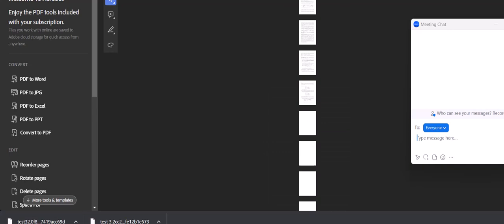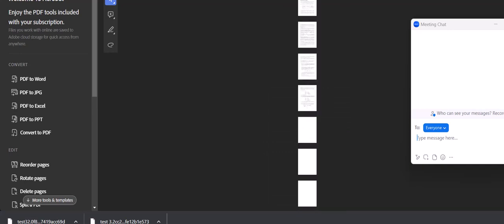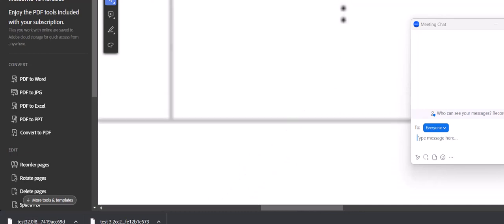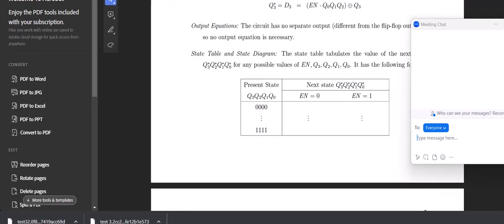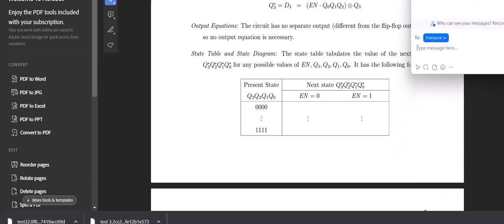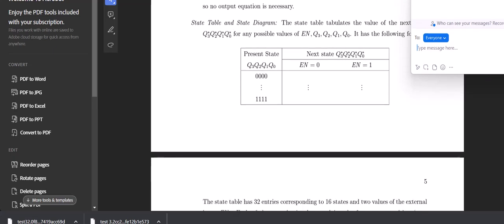I don't know what's going on. I think it's laggy because I've got Zoom and I've got OneNote, which always causes problems, and I'm trying to record, so I think that's why it's so laggy.